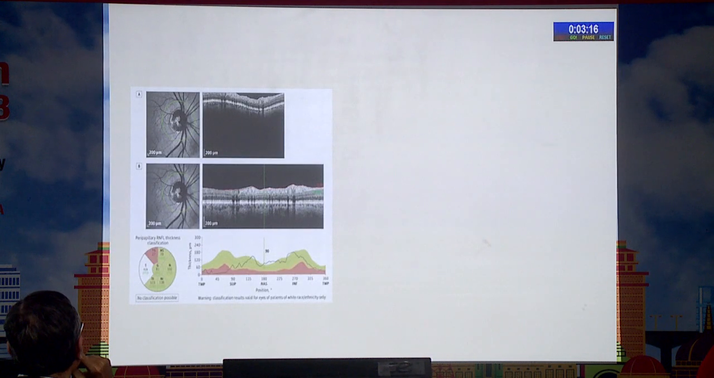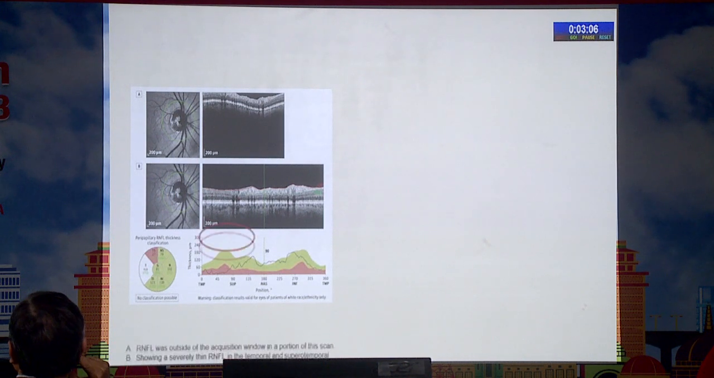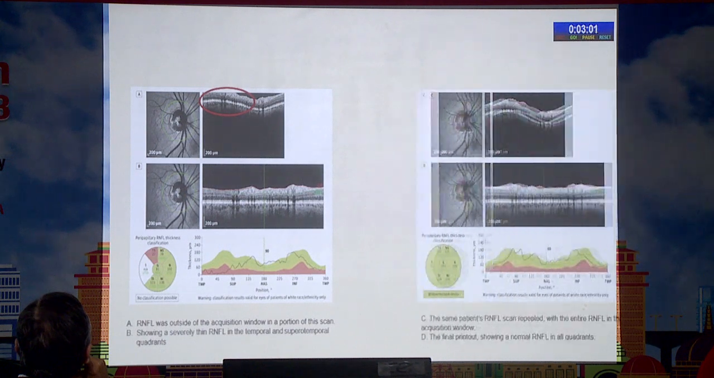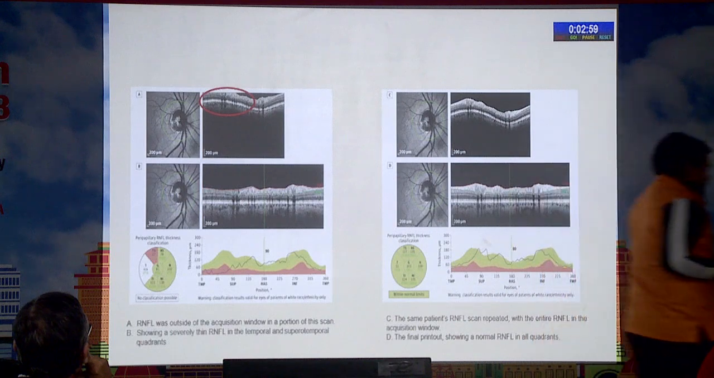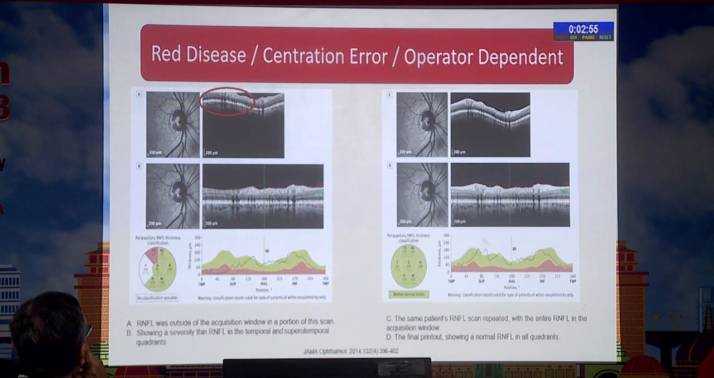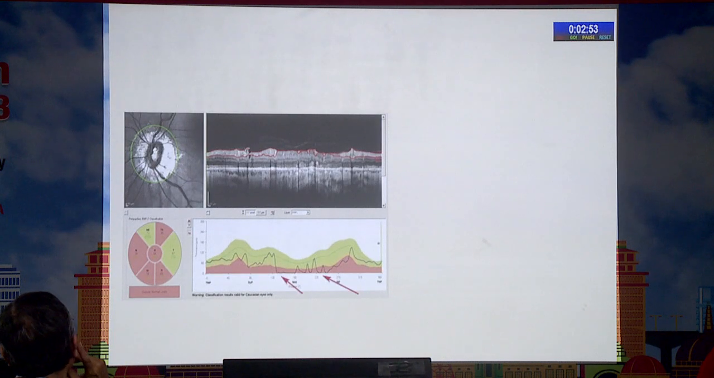Another printout from Heidelberg showing red areas in the sector analysis and RNFL thickness in the TSNIT graph dipping into the red zone. But if we observe carefully, we see that the RNFL tomogram has not been centered properly. And once this is centered, the values change to green. So this is again a centration error. I'll be giving a couple of examples because of the constraints of time.